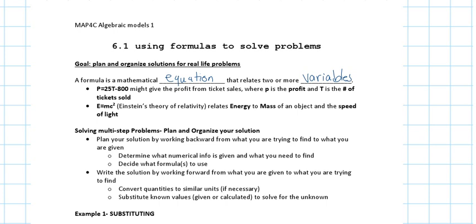So like for example, we have P equals 25T minus 800. That's, for example, an equation of a profit, right? So you have a profit, you have the number of tickets, right? And then profit depending on how much tickets you sell, right? There's a relation there. We also have Einstein's theory of relativity, which is E equals mc squared.